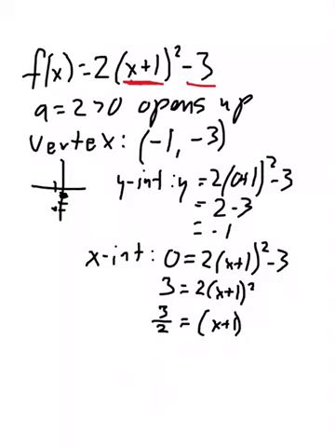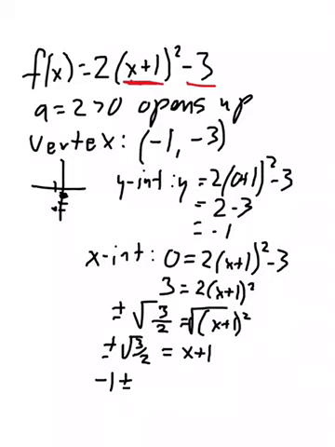x plus 1 squared. Now I need to get rid of that squared, so I'm going to take the square root of both sides, remembering to put my plus or minus in front of it, so I'm going to have plus or minus root 3 over 2 is equal to x plus 1. And finally, subtracting the 1, negative 1 plus or minus square root of 3/2 is going to be equal to my x.